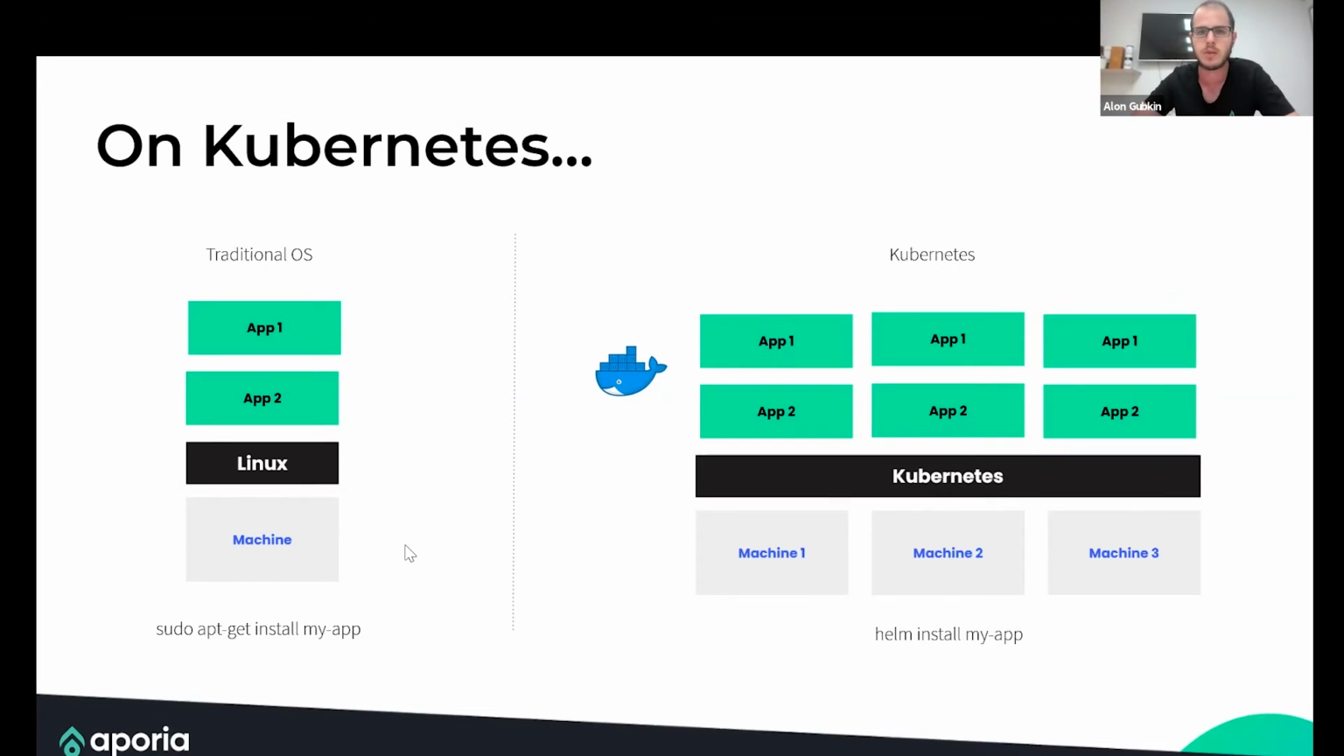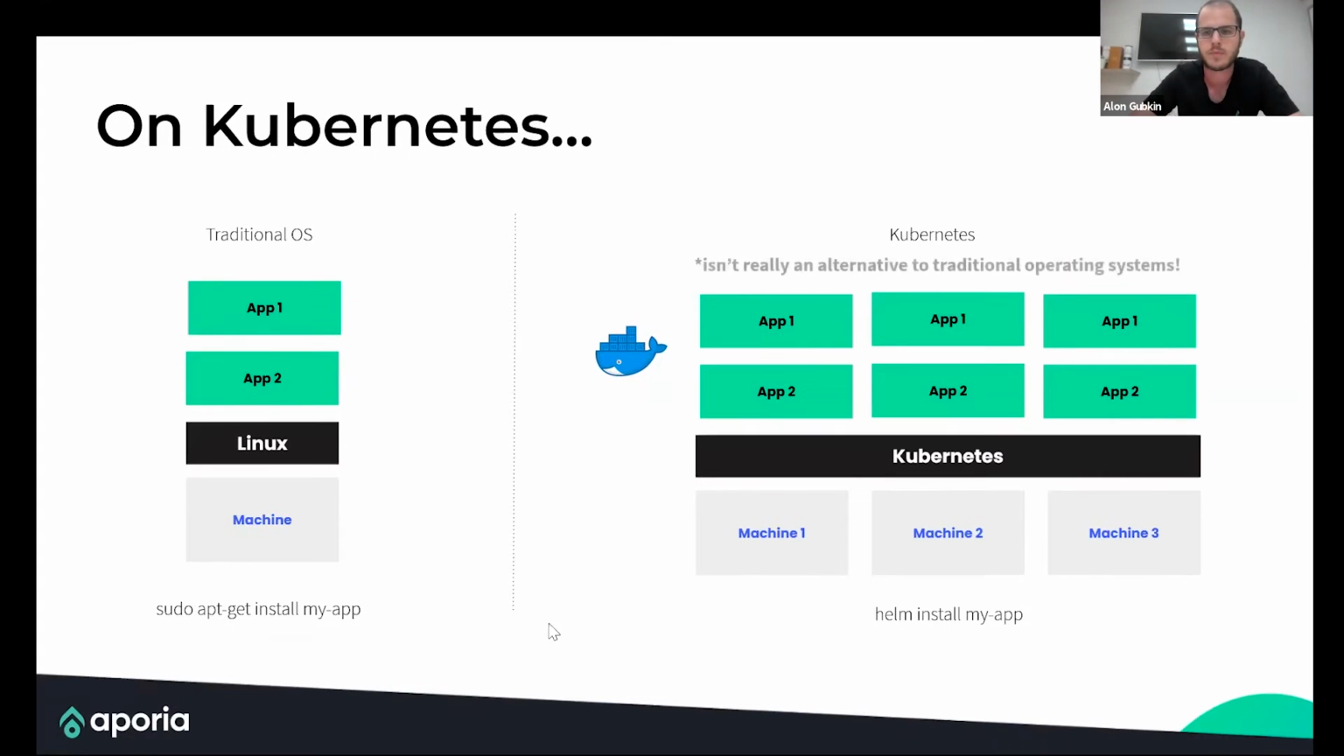So it's important to note that Kubernetes is not really an alternative to a traditional operating system. The Kubernetes agent actually runs on top of Linux usually, but at least to me it helps understanding it. Yeah, and most of it is based on Docker containers.